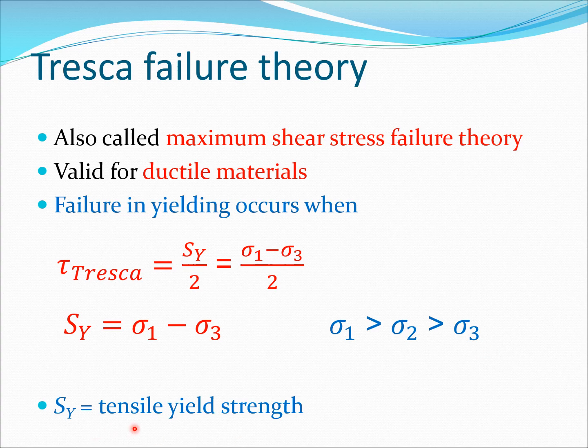Now Sy is the tensile yield strength, which is given to you for a material, which is typically calculated from experiments. So if you know Sy, you know sigma 1, you know sigma 3, you will know that at a given point has the material failed or not.